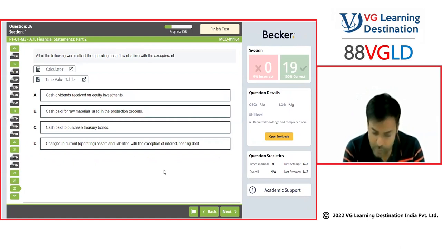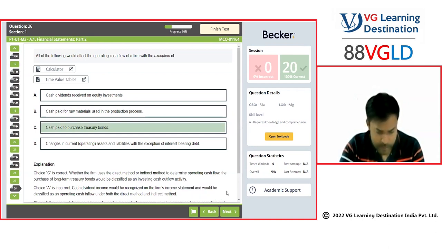All of the following would affect the operating cash flow of a firm with the exception of. Is C going to affect the operating cash flows, everyone? No. Then what should be the answer? Should C be the answer? Correct. C should be the answer. Is that okay? You guys clear?